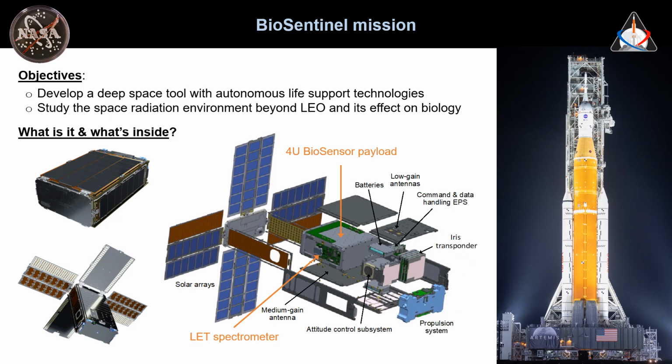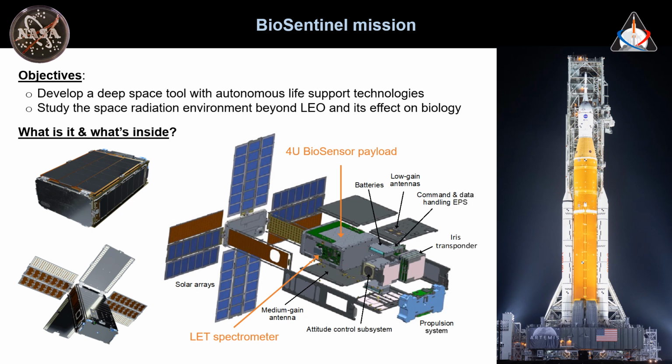What are the main objectives of this BioSentinel mission? There are two primary objectives. The first one was to develop the capability or the tool to be able to support life or biology in deep space. The second objective is to study the space radiation environment and the effect of this space radiation on biology, on these budding yeast cells.